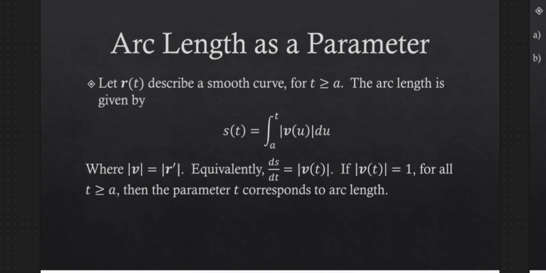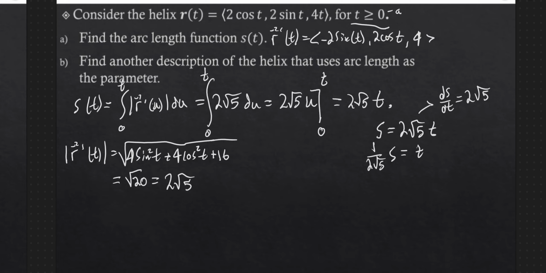So if I want to get an arc length parameterization, well, I'm going to solve for t here. 1 over 2 square root of 5 s is equal to t, and I'm going to take this t and put it in for t here. I'm going to reparameterize in terms of this. So instead of doing r of t, if I input 1 over 2 square root of 5 s for my variable, so this is my new parameter, what'll this look like?